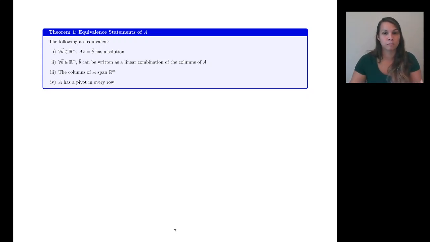So 2 implies 3. But we know now from the last example that 1 implies 4. If we have a solution, we have a pivot in every row. Or if we have a solution to all of them all the time, A has a pivot in every row. So that's the big theorem that we were working up to today. These 4 statements are all equivalent, and we're actually going to keep building on these throughout the semester. But that's all we have for now.